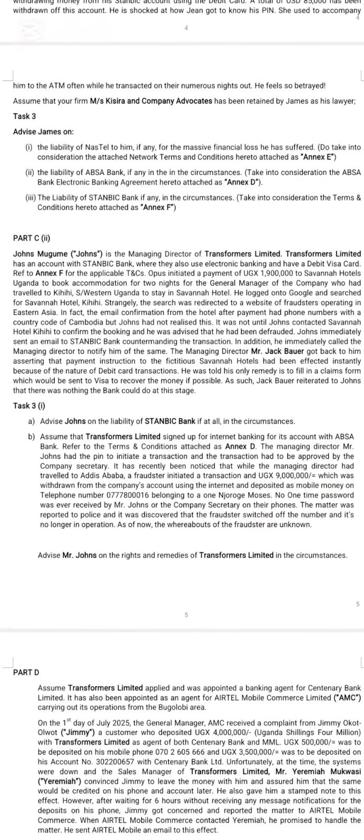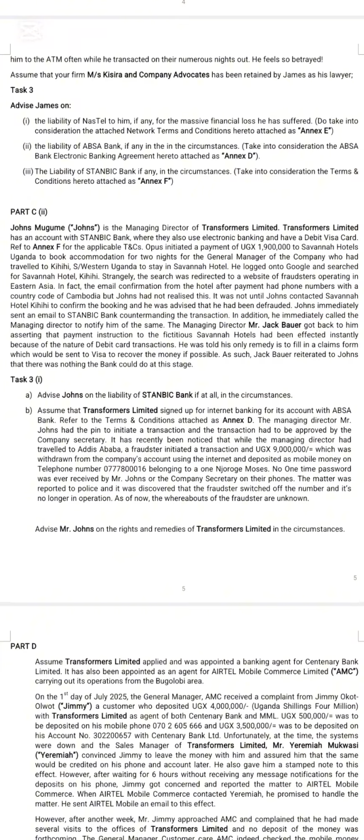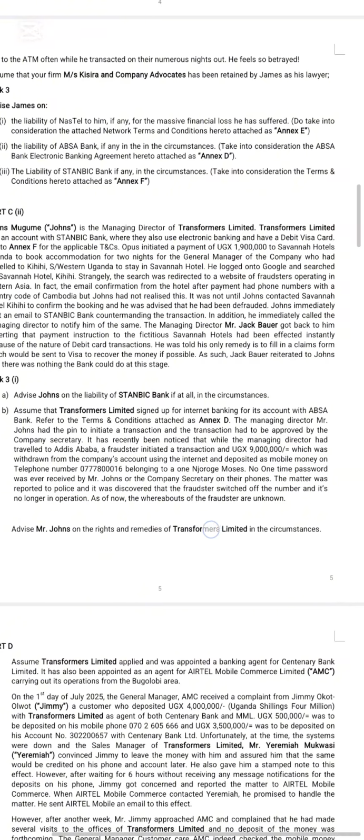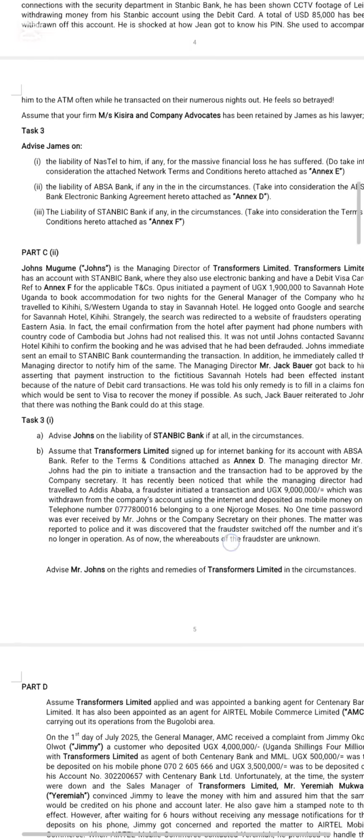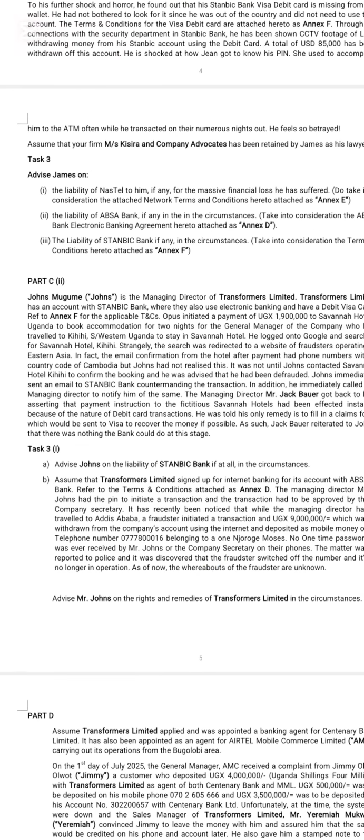So basically here, we shall discuss the bank's liability under fraud. I understand that you have a duty to report to the bank as a customer in case of suspicious transactions. The liability of Absa Bank, if any, in the circumstances. The liability of Stanbic Bank, if any, in the circumstances, taking into consideration the terms and conditions attached as annex F.